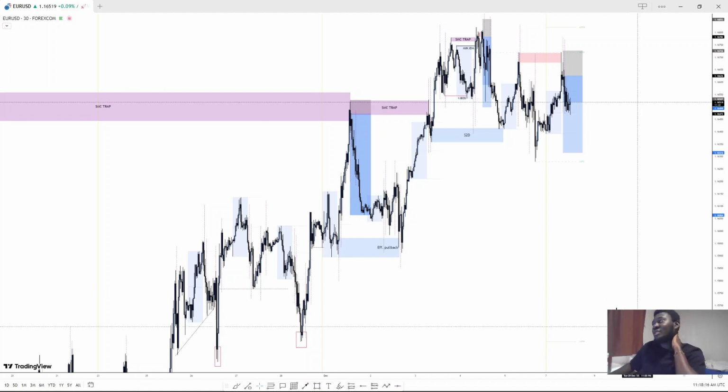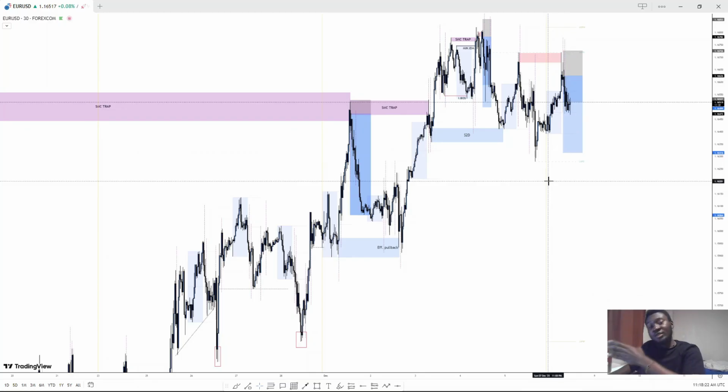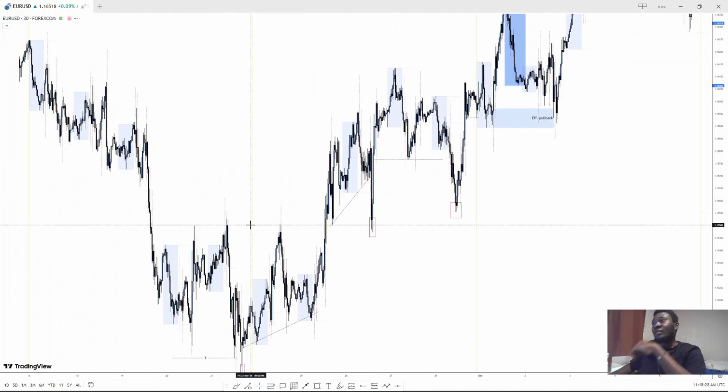As you can see on the charts, I took a trade from here last week. I took a trade from here as well last week. So this is what has been going on for the past few weeks. I take trades and I've been on fire for a while now.